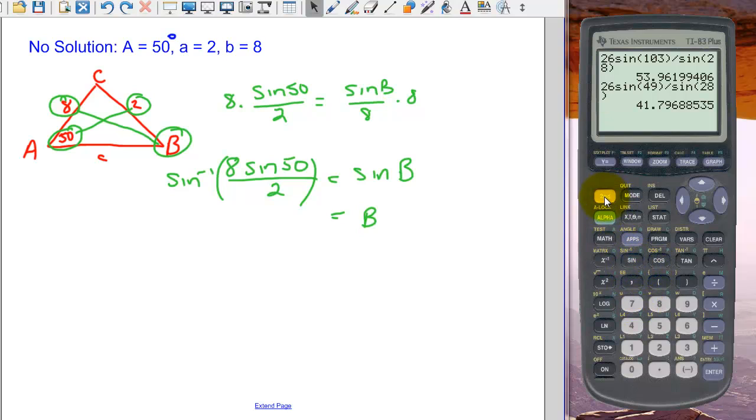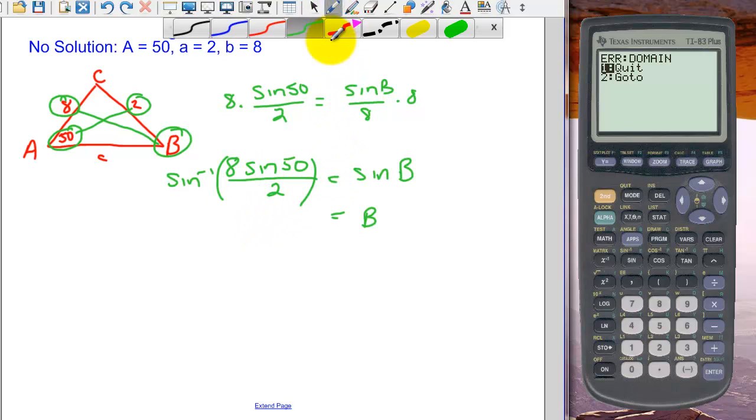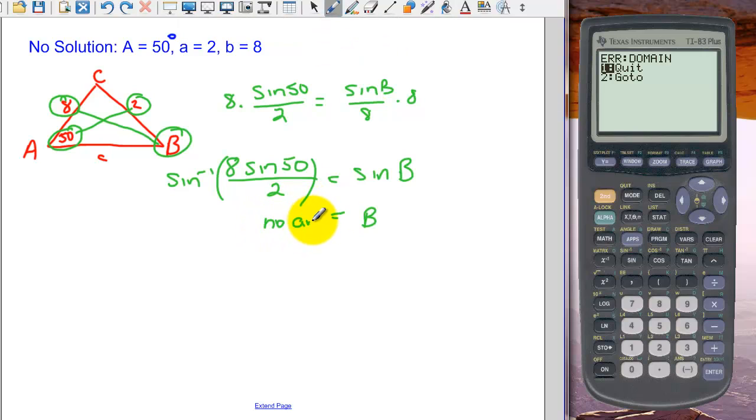And if we try that in our calculator here, we get sine inverse of 8 times the sine of 50 divided by 2. And we get a domain error because this is 4 times the sine of 50. This comes out to be bigger than 1. And remember, the domain of the inverse sine is between positive and negative 1. So we get no angle here. So therefore, again, we have no solution. So we ended up getting a domain error that led us to know that this problem has no solution.